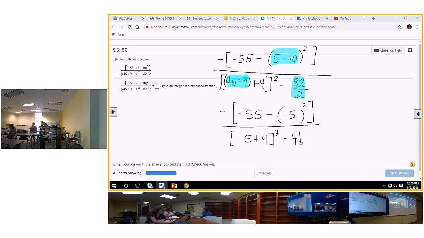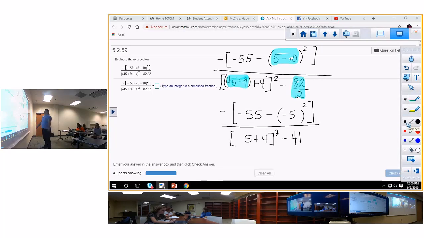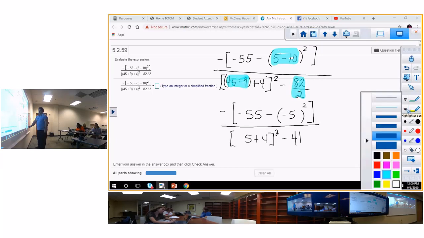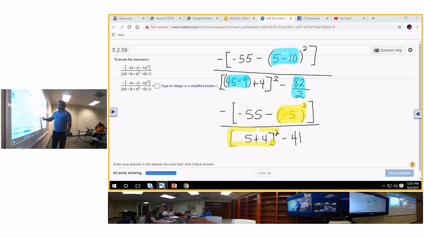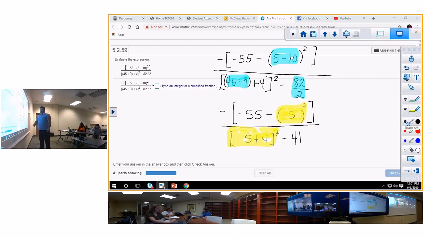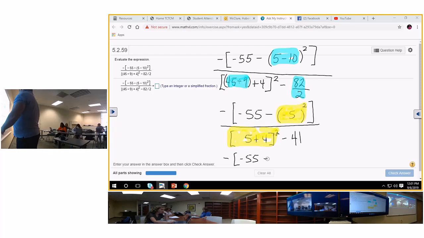All right, so let's do this. Somebody tell me where we focus on now. The negative 5 squared. You're going to focus on this, and I'm going to highlight the exponent and this. That's where you're going to focus now. So I'm going to rewrite it. Negative brackets, negative 55 minus, and what is negative 5 quantity squared?